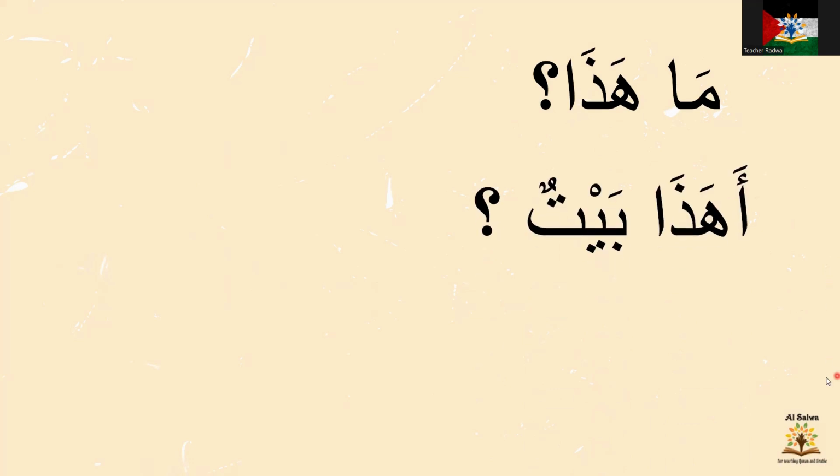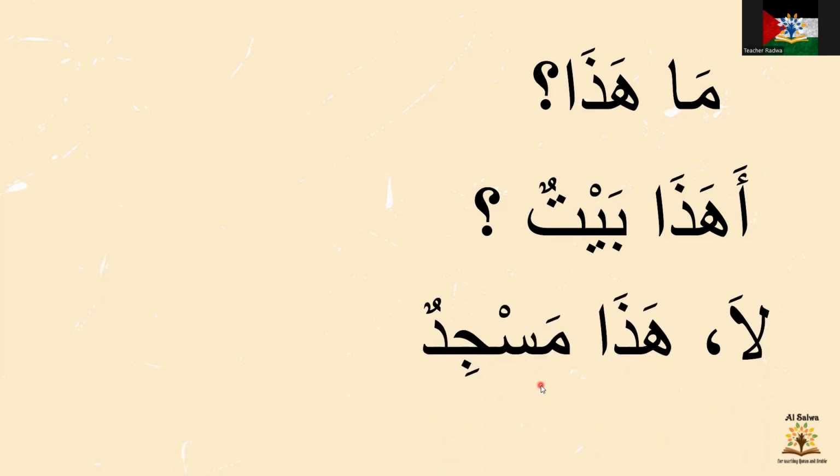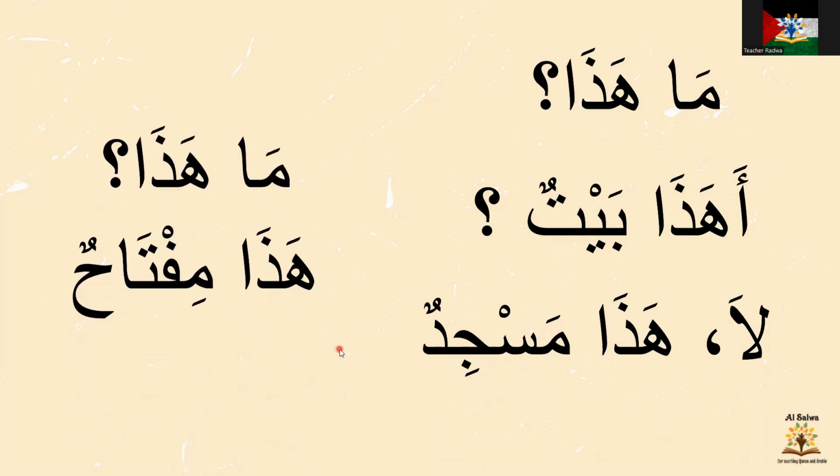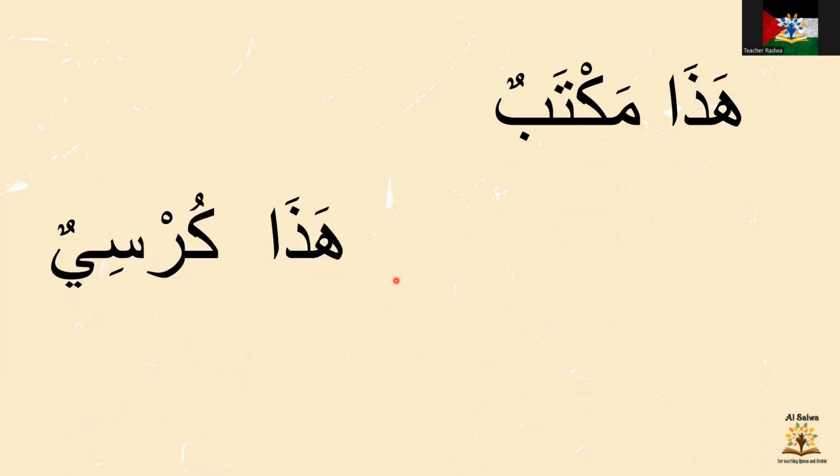Here. ما هذا? It means what is this? أهذا بيت? It means is this a house? لا، هذا مسجد. No, this is a masjid. ما هذا؟ هذا مفتاح. What is this? This is a key. Good job. هذا مكتب. These are sentences you need to remember, and if you want to practice writing, you should try with this, saying all of them and writing all of them as well.